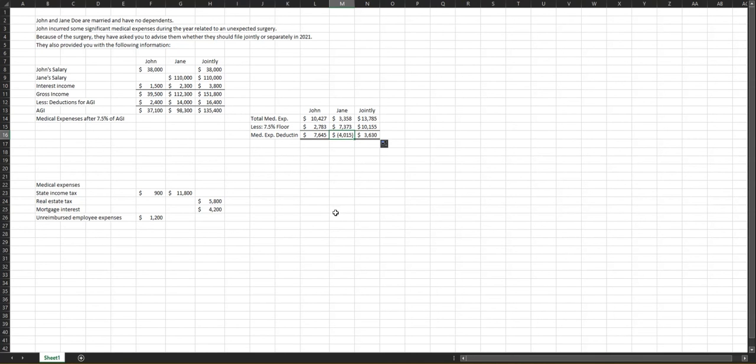Now, since Jane has a negative one, you can't have a negative deduction, so it's 0. That simply means that her medical expenses did not exceed the 7.5% floor. Therefore, she would not get the deduction. So for John's medical expenses, 0, and then 3,630.